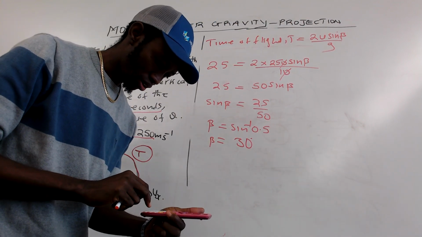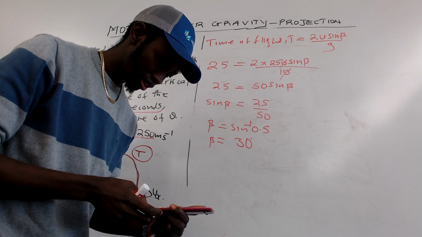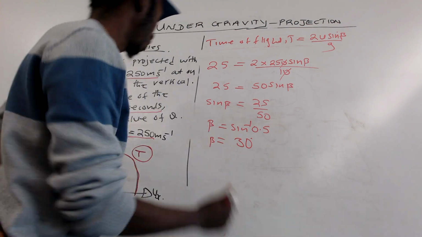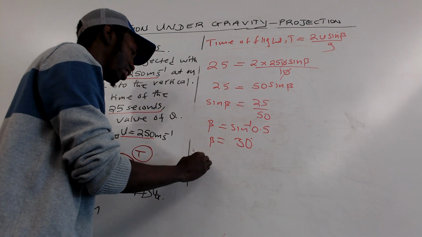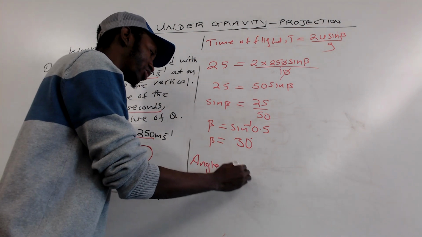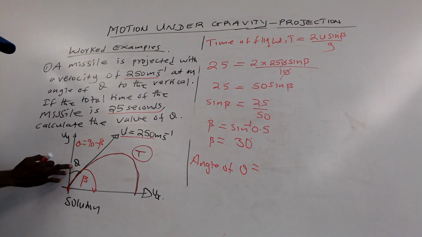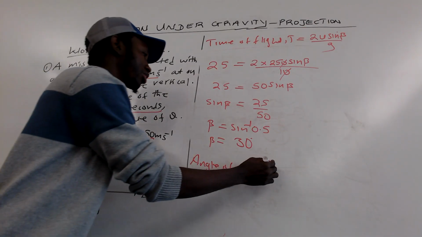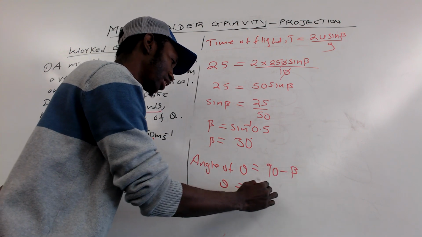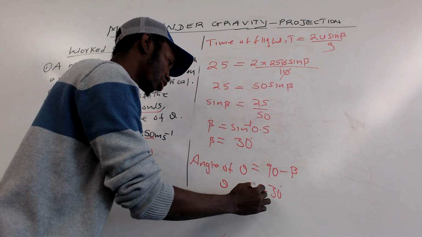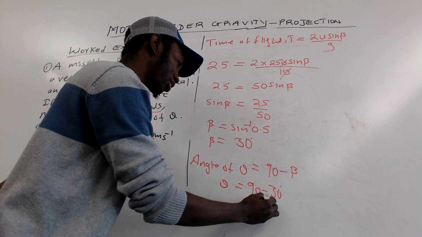Sine inverse of 0.5, yes, it's 30 degrees. But now we are required to find the angle theta. Theta is just going to be 90 minus beta, so theta is going to be 90 minus 30 degrees, which is 60 degrees.